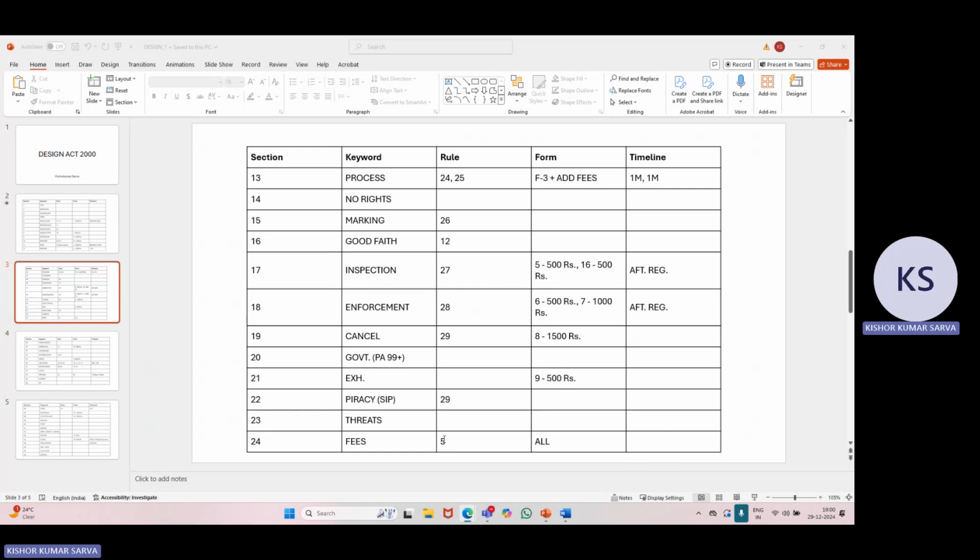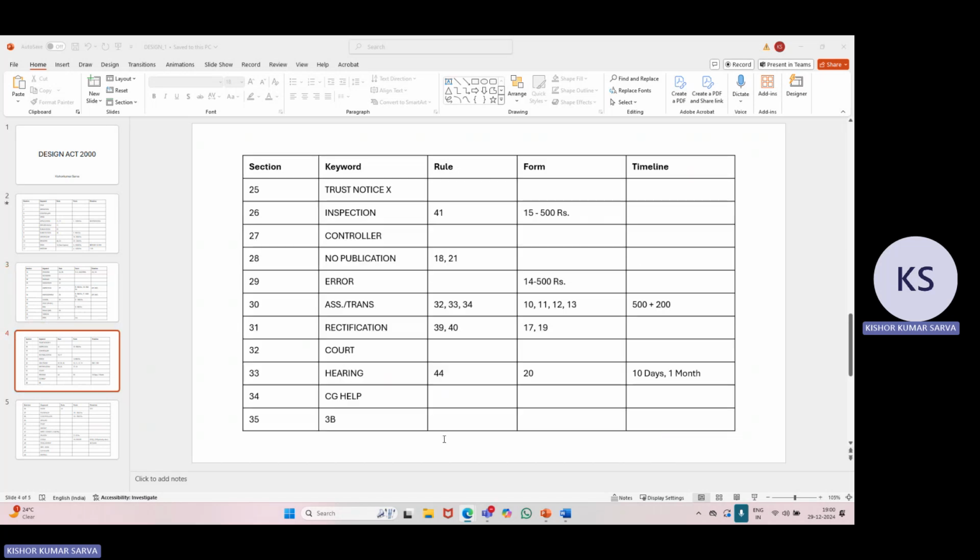Section 25 talks about trust notice. In the register, there won't be any history of a trust notice shared between someone that is not registered in the register. This is similar to Patent Act section 67.